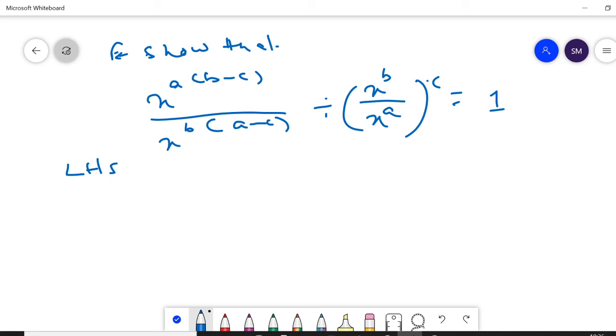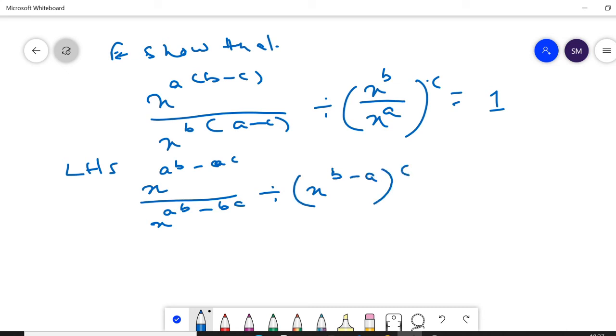Let us first take LHS. x to the power a into b minus c. What happens if you open the bracket? x to the power ab minus ac upon x to the power ba minus bc. Then here the divide sign, x to the power b upon x to the power a. When there is division, what happens with the exponents? Exponents subtract: b minus a. Then next, whole to the power c. Here also division.